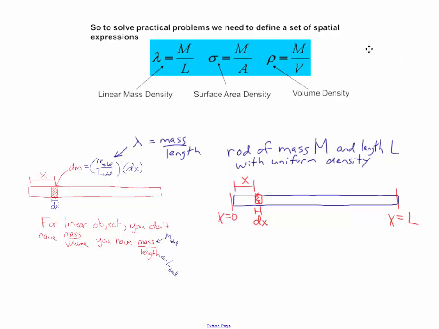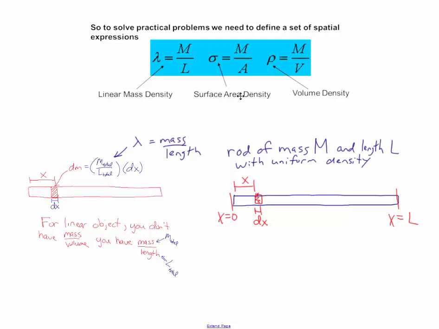The typical type of density that you talk about first usually is this volume density. Density is mass per volume. So if we have a three-dimensional object, if we take the total mass divided by the total volume, that gives us the volume density of the object.